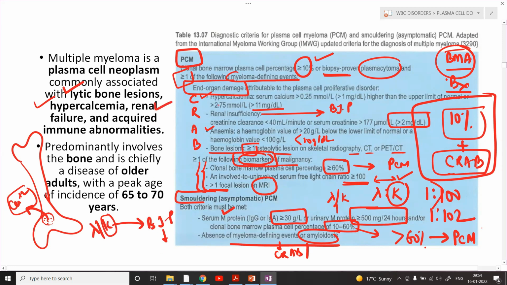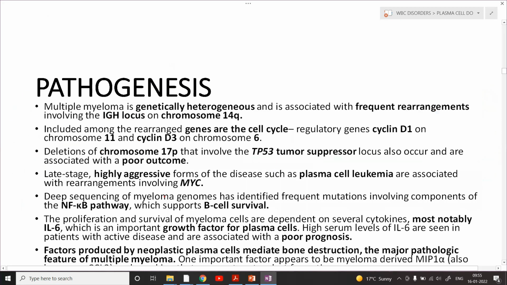And how do you see renal failure? By elevated serum creatinine levels of more than 2 milligram per deciliter. You also have certain acquired immune abnormalities, because good antibodies cannot be produced by the plasma cells. Because of this problem, there will be recurrent infections in the individual. So predominantly plasma cell myeloma involves the bone, and this is a disorder of older patients, usually 65 to 70 years of age.